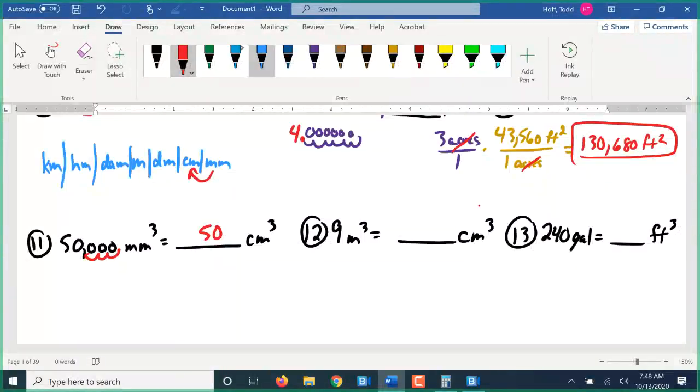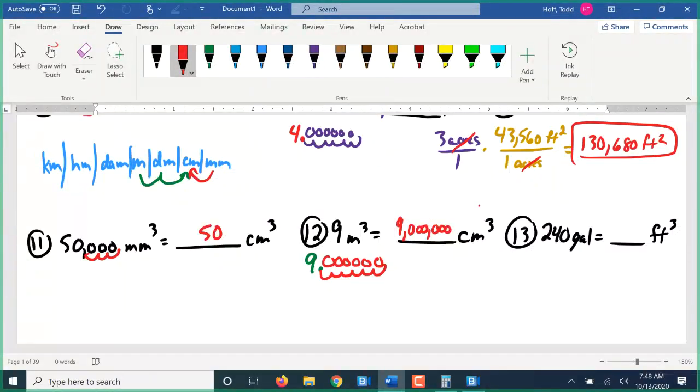For number 12, we're going the other direction from 9 meters cubed to centimeters cubed. From meters to centimeters is 2 spots to the right on the chart. But again, since they're cubed, each spot is 3 decimal places. So 2 spots on the chart is 6 decimal places. Our decimal point starts at the end of the number because it's not there. So we go 1, 2, 3, 4, 5, 6, filling in zeros. 9 meters cubed is 9 million centimeters cubed.